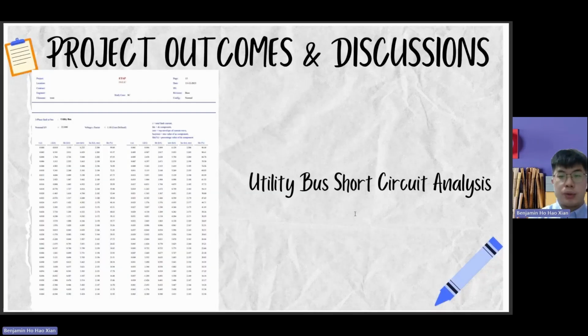Next is the utility bus short circuit analysis. It is the same as before. The more time passes, the more the IDC and other values decrease. It always decreases a bit, from 2.3 down to 2.1, and this 3 until 0 point something. For the I, it is like before, also like a sine wave, sometimes increasing and sometimes decreasing. That's all for me. Thank you.